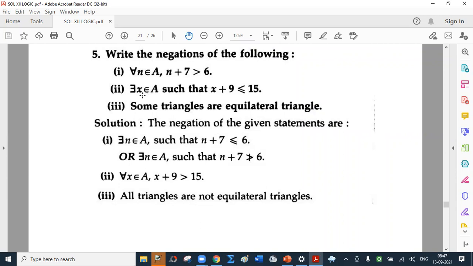Second, there exists at least one x belonging to A such that x plus 9 less than or equal to 15. For every x belonging to A, x plus 9, you can say not less than or equal to 15, or greater than 15. Third one, some triangles are equilateral triangles. All triangles are not equilateral triangles.